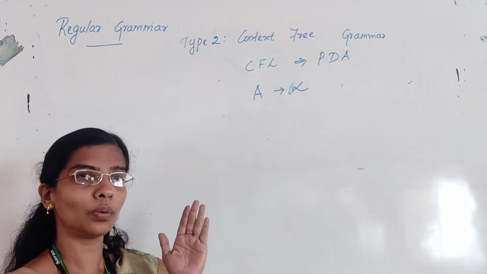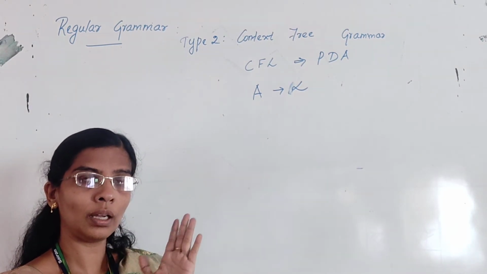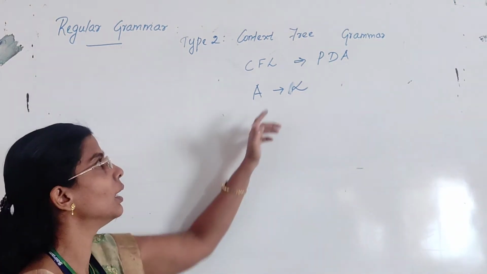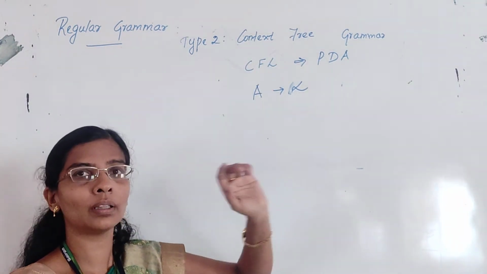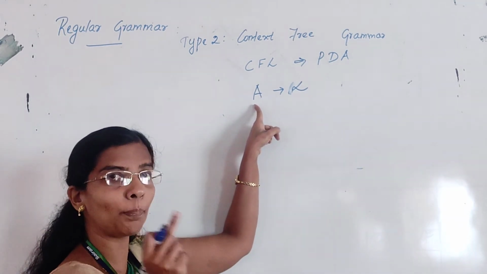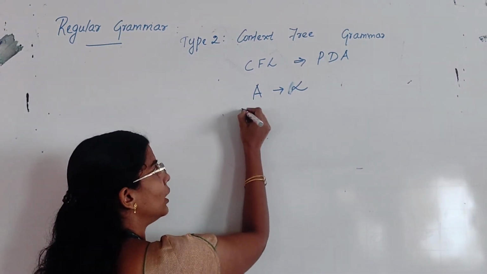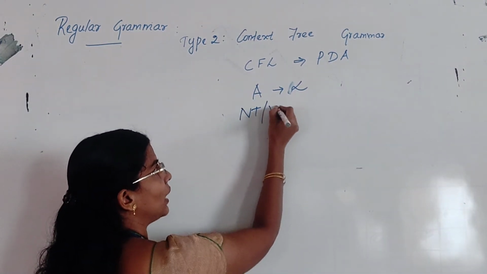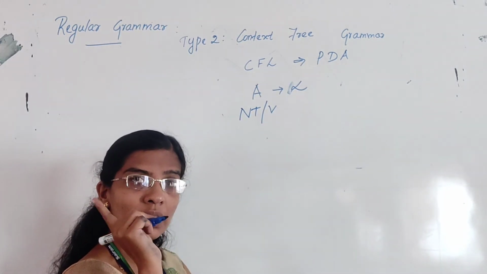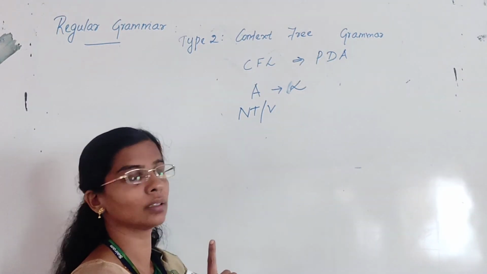Till now, we have seen alpha tends to beta. Alpha and beta will be a combination of variables and terminals. Here, in context-free grammar, the form is A tends to alpha. A is uppercase, so on the left-hand side I can have only a non-terminal or variable, and that too a single non-terminal in the LHS.